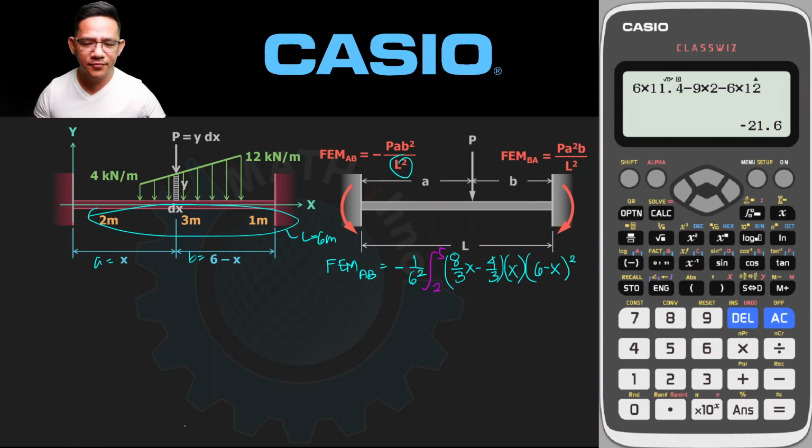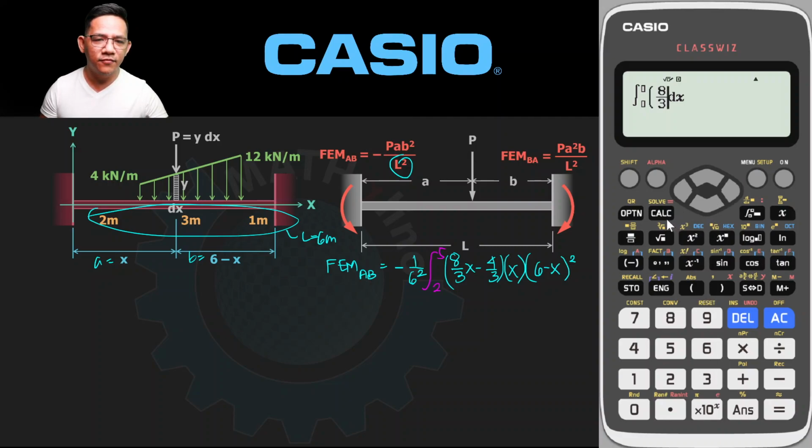Let us do the calculator again. Okay. Casio calculator. We have this one. Integral 8 over 3 of x minus 4/3, times x, times (6 minus x) raised to 2. Okay? Limits from 2 to 5. That is our solution, divided by 36. So 731 over 60. That is 12.18. It's actually negative 12.18.